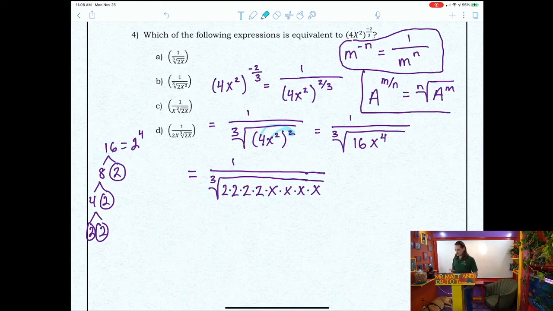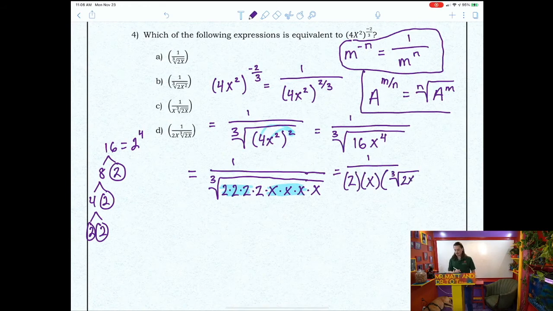So if this is the third root, for every 3 underneath, we can pull 1 outside. So this is going to simplify into 1 over 2 times x, and then we still have the third root of 2x underneath the radical because we weren't able to pull the last 2 and the last x out, because it's only the third root. So now our answer here is going to be 1 over 2x times the third root of 2x. And that's answer selection D.